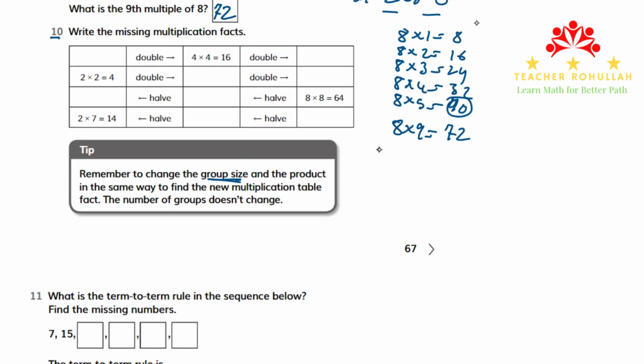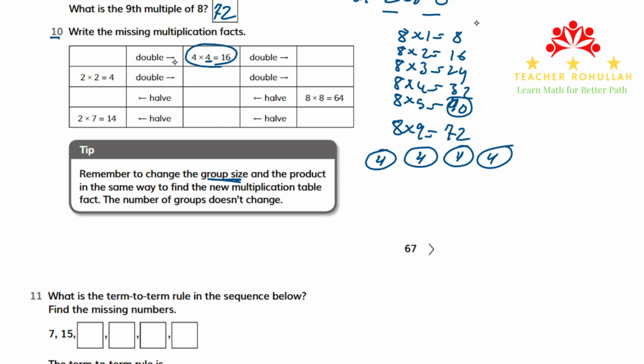For example, we have 4 groups: 1, 2, 3, 4. 4 is the number of the group. So according to this number sentence, we can say that the size of each group is also 4, or the group size is 4. We have 4 groups, and in each group we have 4.